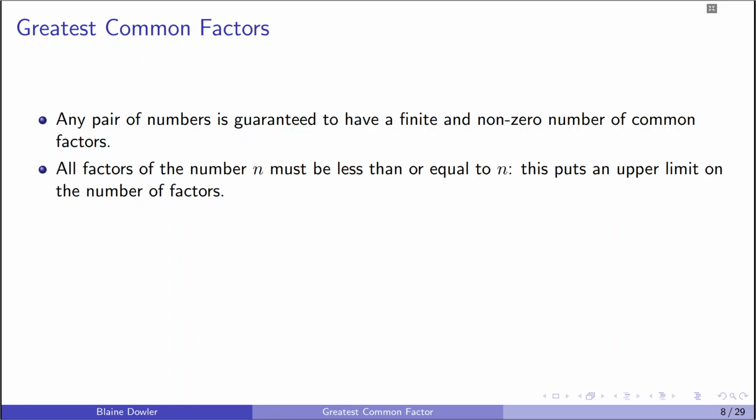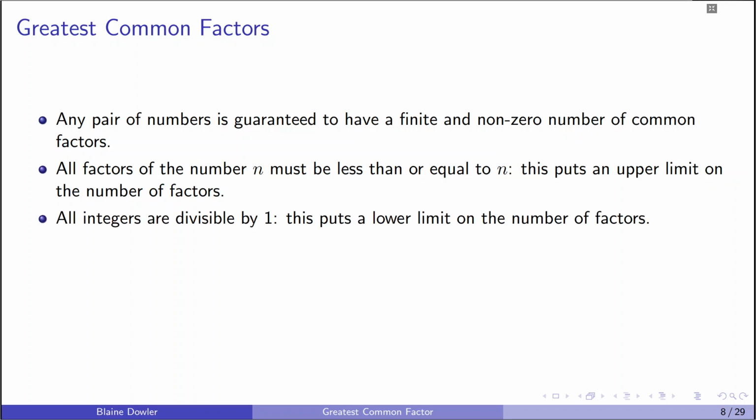All factors of a given number n must be less than or equal to n. So here we have an upper limit on the number of factors. The number of common factors between 15 and 20 has to be less than 15. It's a lot less than 15, but it has to be less than 15 because that's the smaller of our two numbers.